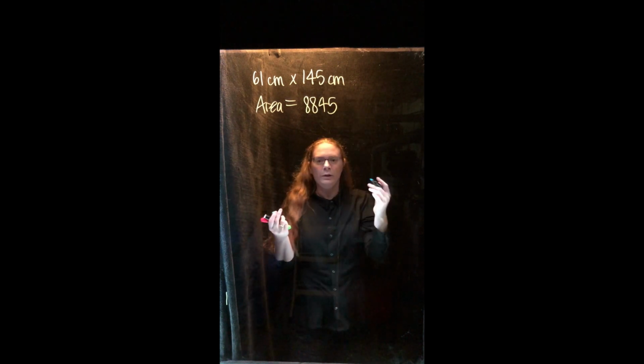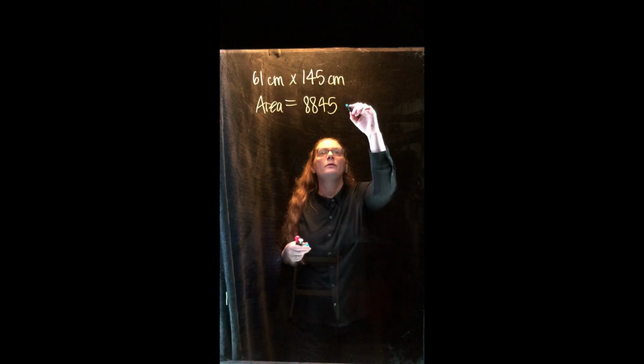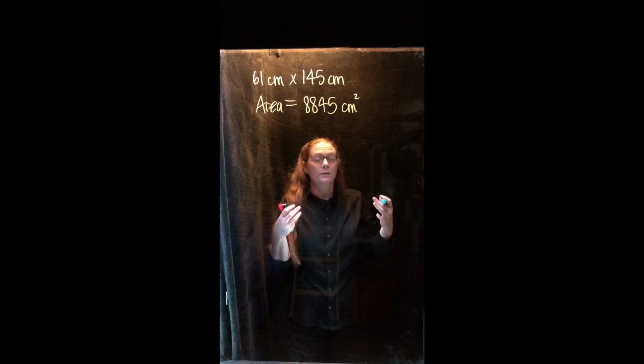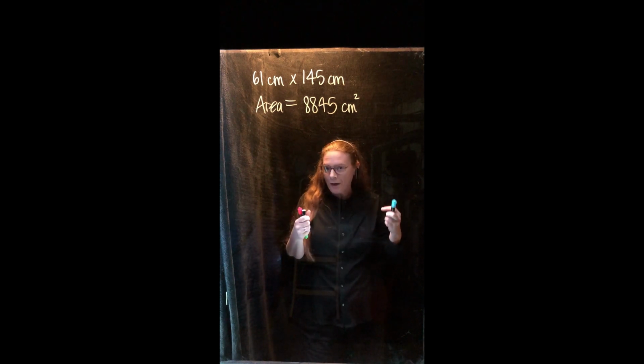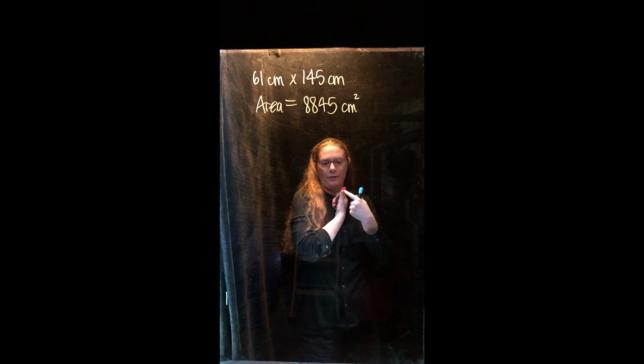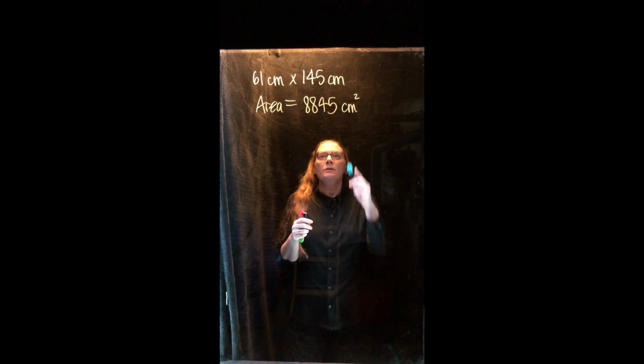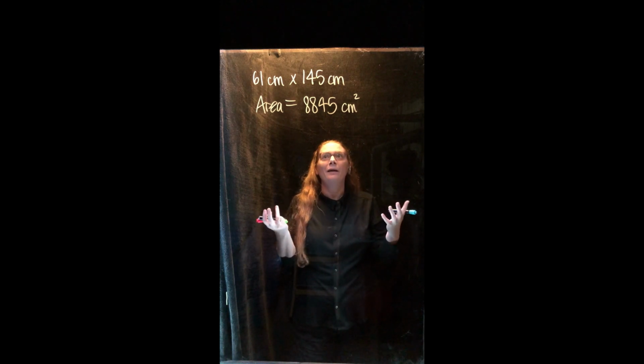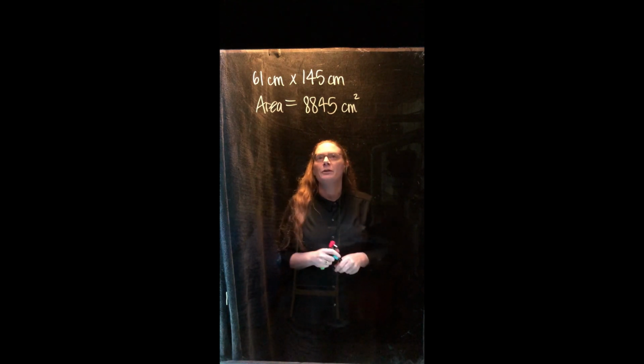8845. And then what would the unit be? Well, centimeters times centimeters, centimeters squared. All right, so the area of that counter is 8,845 square centimeters. Now, 1 square centimeter is about the size of your thumbnail. So is that reasonable? How many thumbprints could I put on a big counter? Yeah, okay, many thousands, yes, seems reasonable.